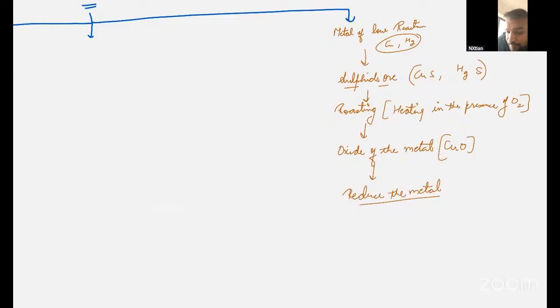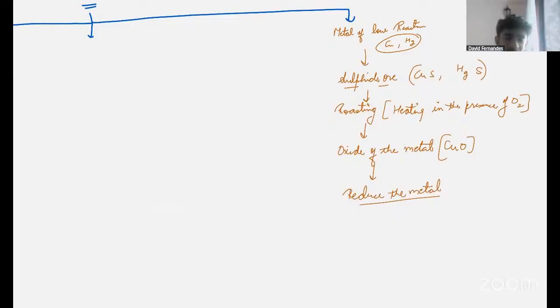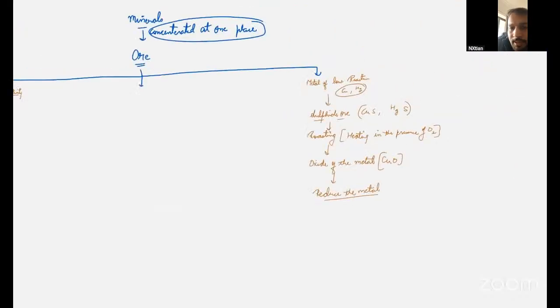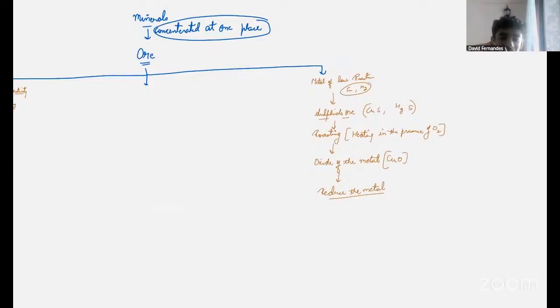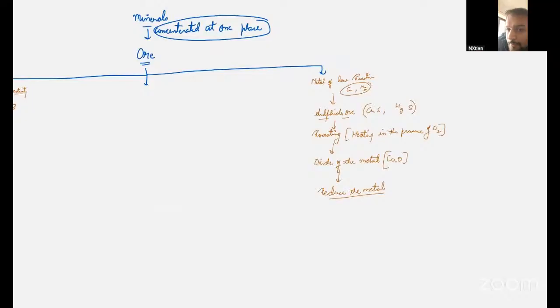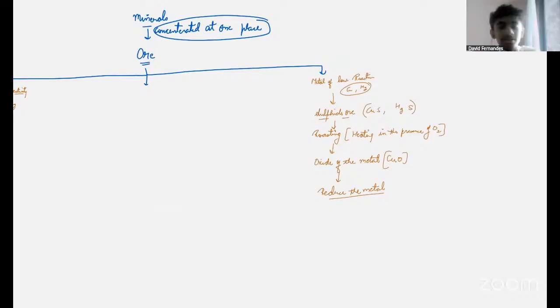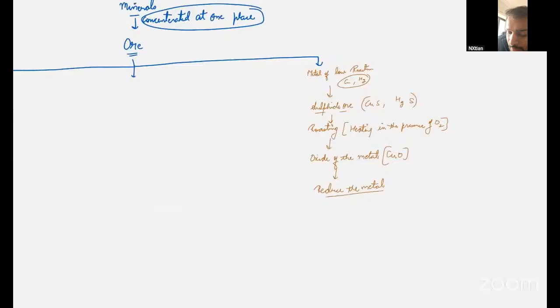In the first one, the ore of high reactivity, we need electrolytic refining. We will learn this in the coming chapter. And after reducing, we still need refining to get a pure metal. So we reduce the metal, and we need refining, and then we will get the pure metal.